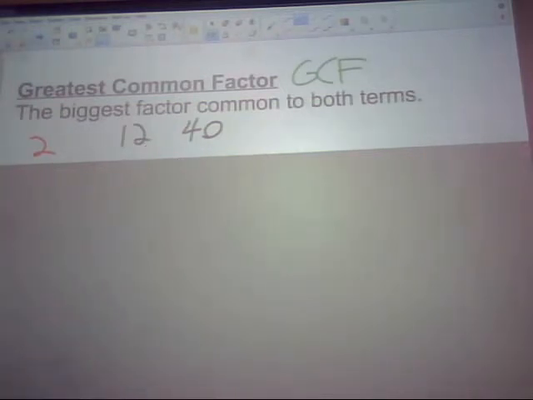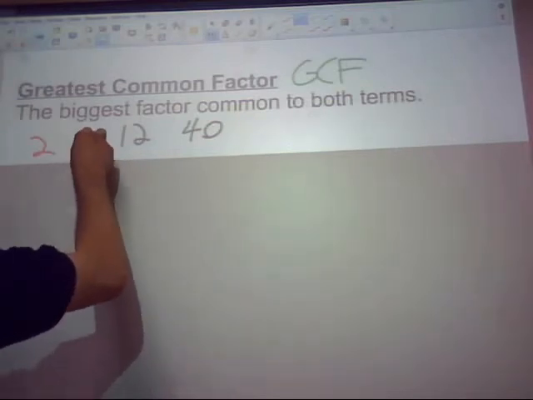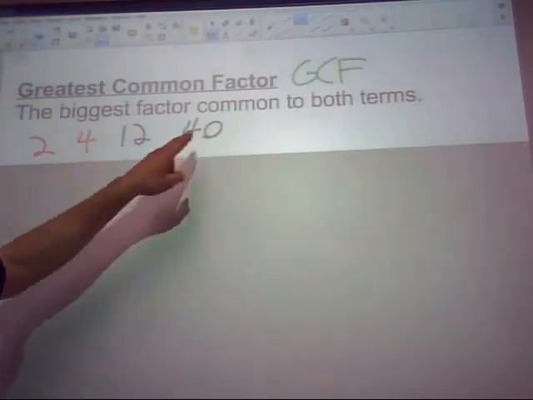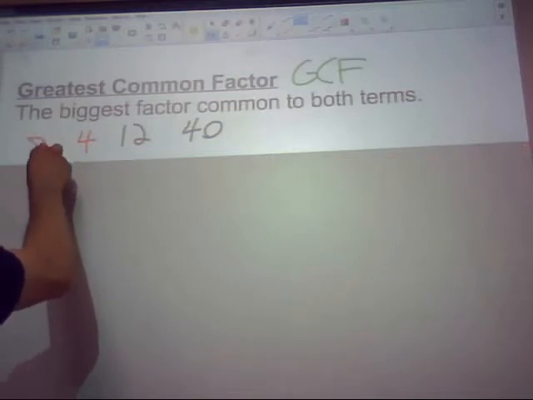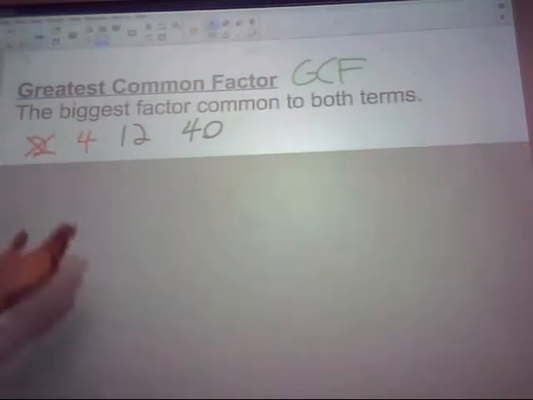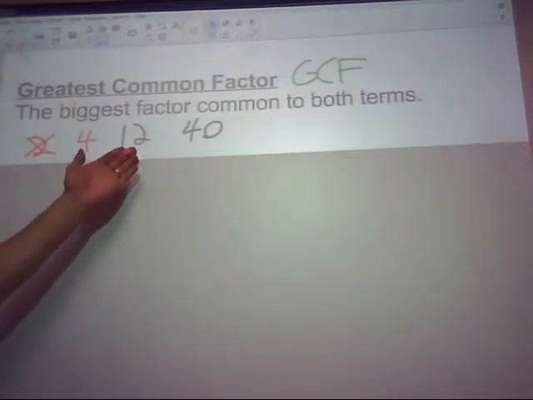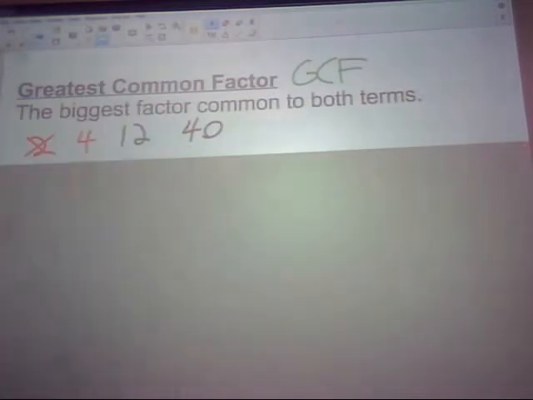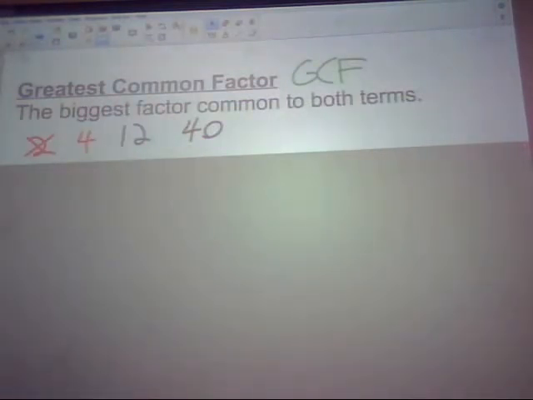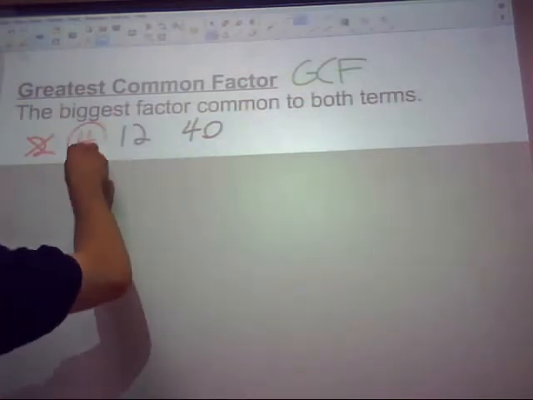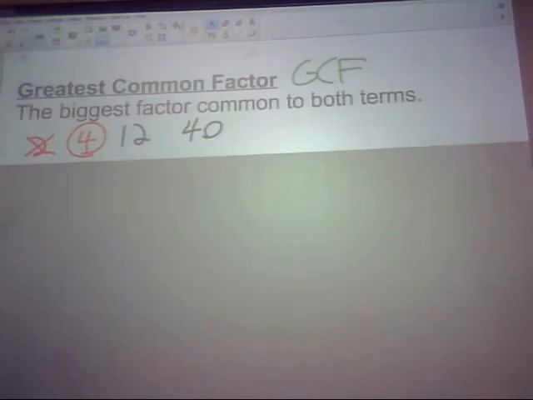Well, 3 goes into 12, but 3 does not go into 40. What else goes into 12? 4 goes into 12, and 4 also goes into 40. So 4 is bigger than 2. So 4 could possibly be the greatest common factor. Well, what else goes into 12? 6 goes into 12, but 6 does not go into 40. Is there anything else that goes into 12? 12 goes into 12, but 12 does not go into 40. So 4 would have to be the greatest common factor of 12 and 40.